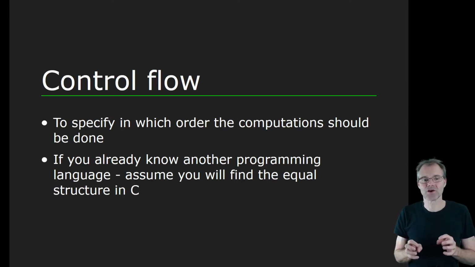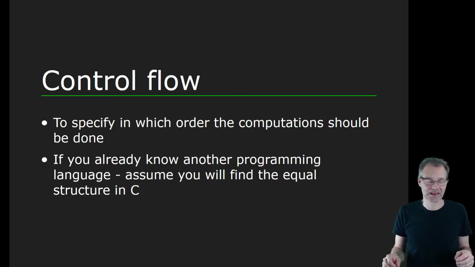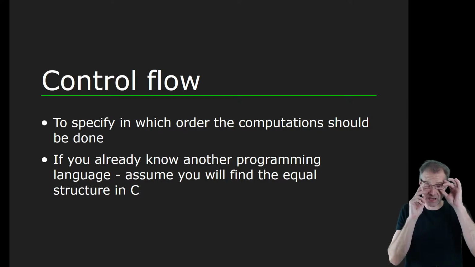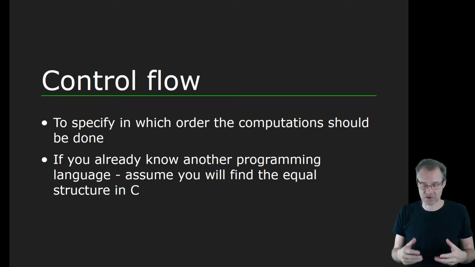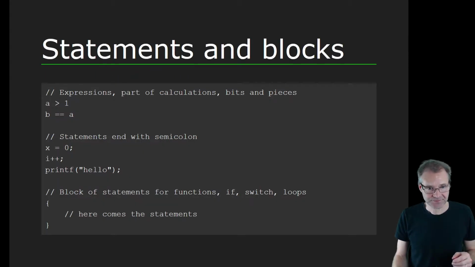Control flow is basically specifying in which order the computations should be done. So we have these basic structure statements that will help us do that. These are in general the same for any language that resides in the same family of programming languages as C does. So if you are familiar with another language, I'm most certain that you can relate to the structure used here in C.